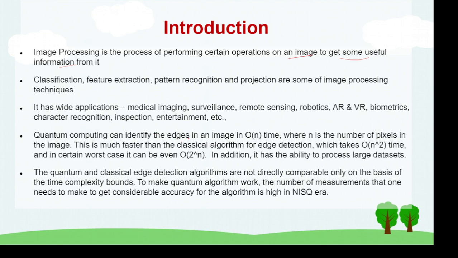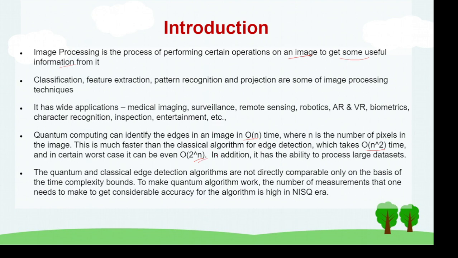Particularly if you take edge detection, using quantum computing we'll be able to identify the edges in time complexity O of n, where n is the number of pixels in the image. This is much faster than the classical algorithm, which approximately takes n square. And in certain worst cases, because it depends on the algorithm we use, it can go as high as 2 to the power of n.